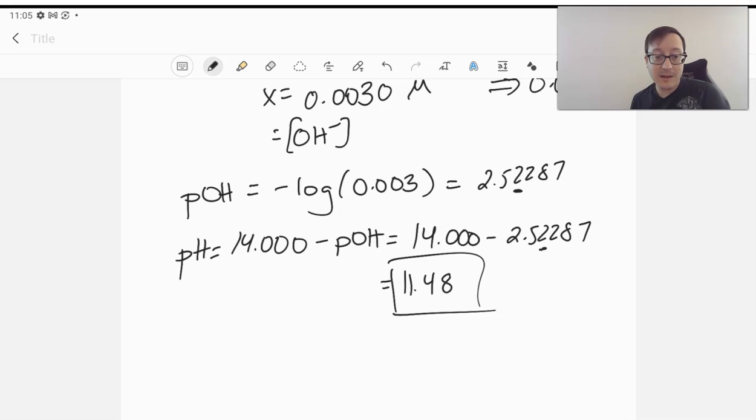So as we would expect, since this was a weak base, our pH should be above 7. We have a basic solution. All right? And so we're going to see that for bases, it's much the same thing. There is a table of common Kbs for you in Discord.